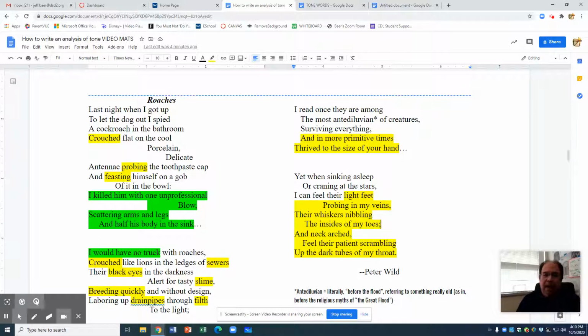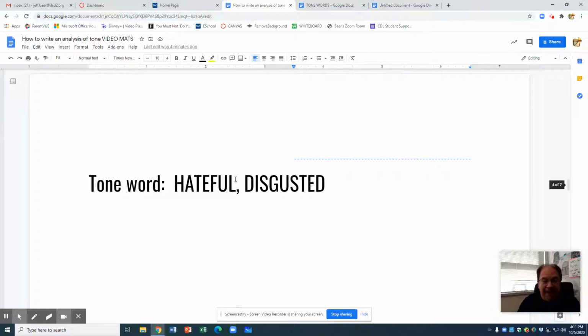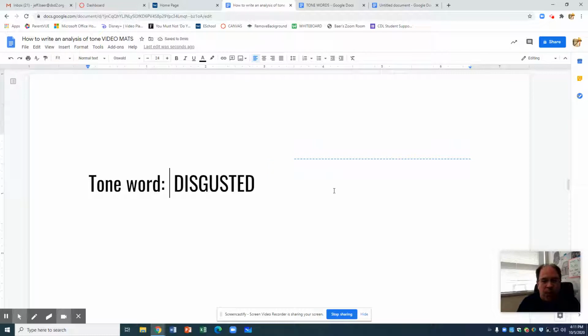Okay, so when we take a look at the net effect here, what we can see is that there's a lot more evidence to support one of those tone words than the other, right? We can see that disgusted is far and away the one that's going to give us the most amount of evidence to work with. And so that's what we're going to do, we're going to stick with that one. We'll just take hateful out of there. So we know that this is the word we're going to work with.